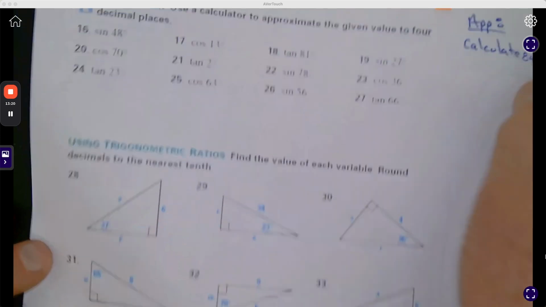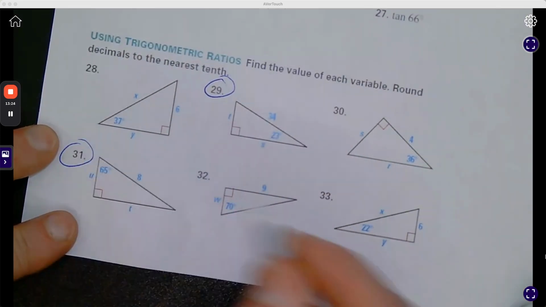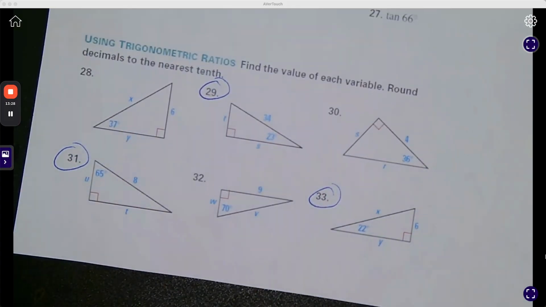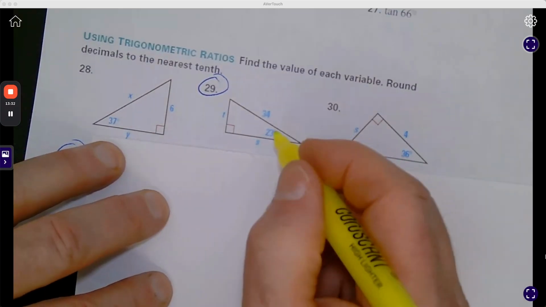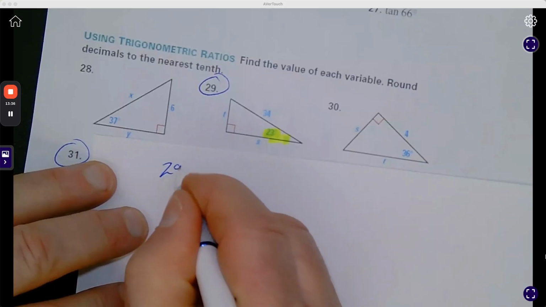Okay, here we go. On these, we're going to do this, this, and this. Okay, we got to find T and S. We're going to use trig. All right, so watch what I'm going to do. Here's my angle of reference. So that means my theta is 29.